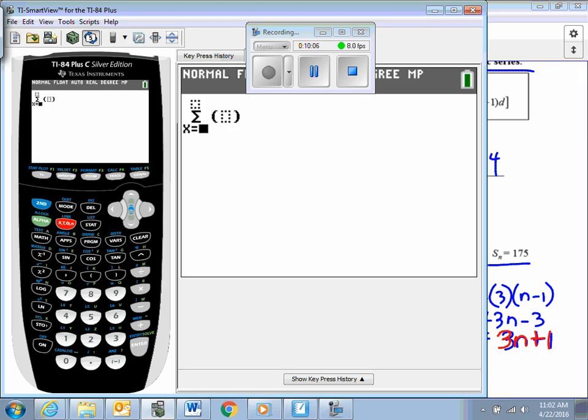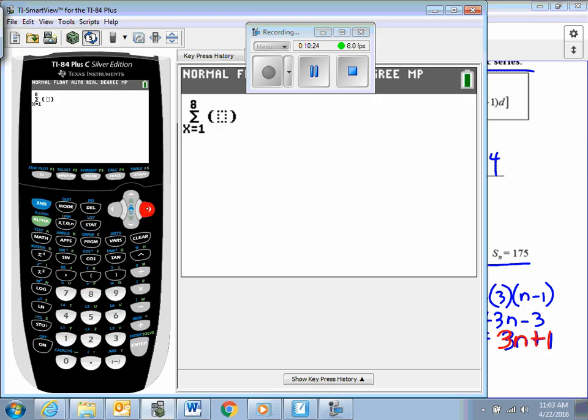And this is asking me, what term do you want to start with? Where the cursor is blinking. Well, I want to start with the first term. And what term do I want to end with? I want to add them all up, so I want to end with the 8th term. So I'm going from 1 to 8. There are 8 terms in there.